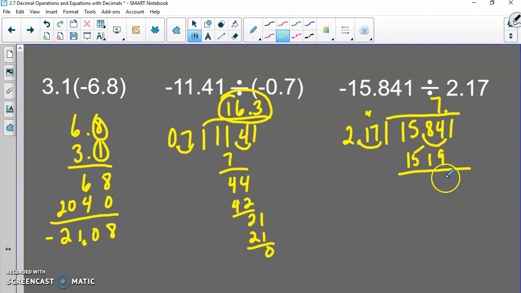Okay, we're going to subtract. 14 minus 9 is 5. 7 minus 1 is 6, and we're done. These cancel out here. We're going to bring down the 1.